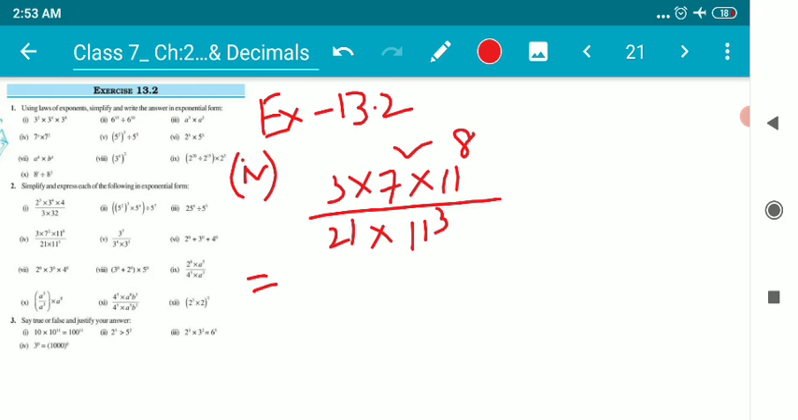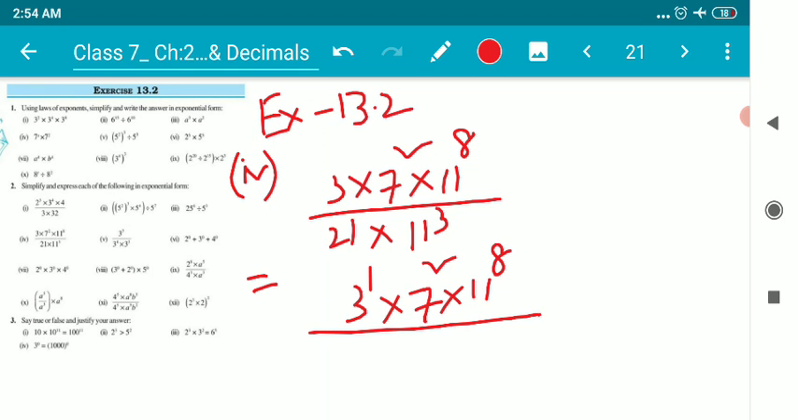Children, 3, I'll just write it as 3 to the power 1. 7 square, let it be as it is, 7 square. 11 to the power 8 as it is. Children, 21, I'll just split up this number into a product of two numbers. I repeat, I'll split up 21 as a product of two numbers. I'll write 3 into 7. And 11 to the power 3 as it is.